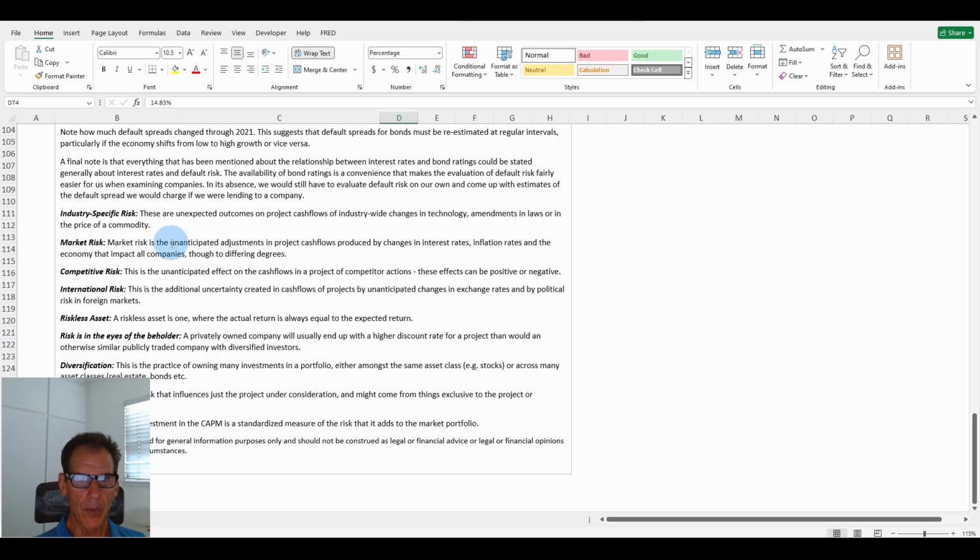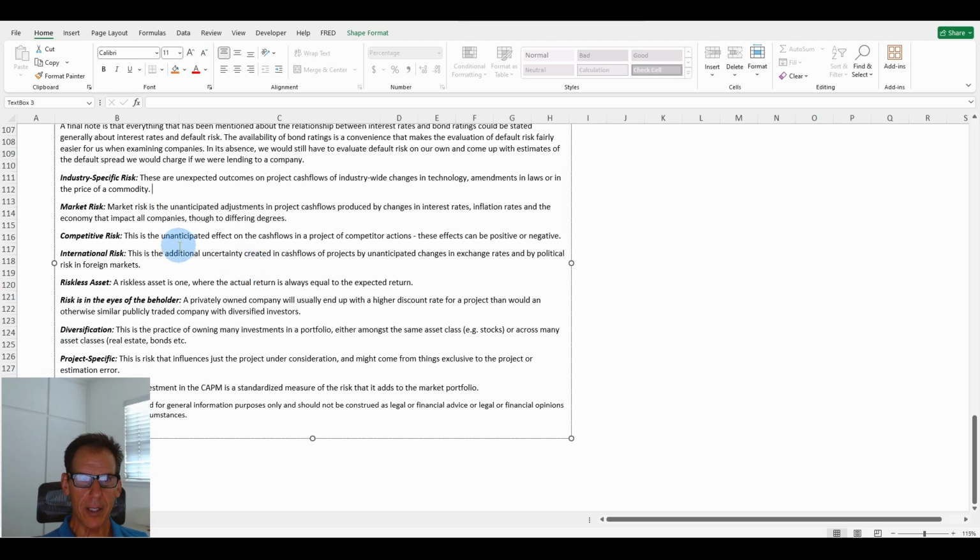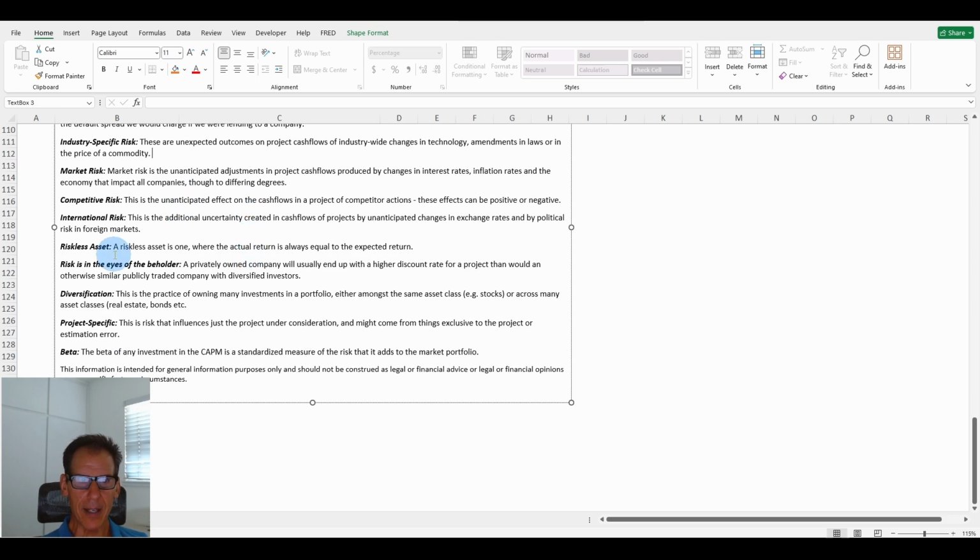Industry-specific risk: these are unexpected outcomes of project cash flow, industry-wide changes in technology, amendments in laws, or changes in the price of commodities. Market risk is the unanticipated adjustment in project cash flow produced by changes in interest rates, inflation rates, and just a whole slew of other factors. Competitive risk: this is the unanticipated effect on the cash flows in a project from competition. International risk, riskless assets. Risk is in the eye of the beholder.